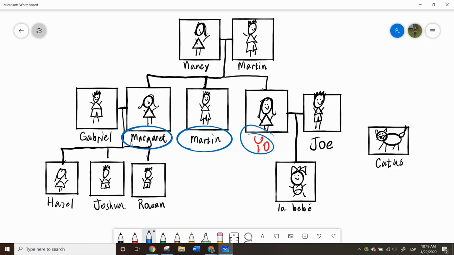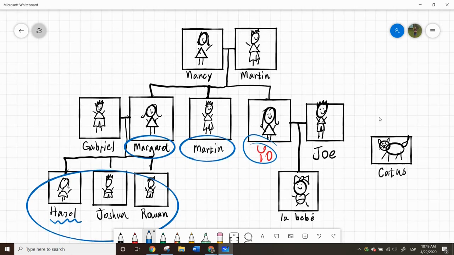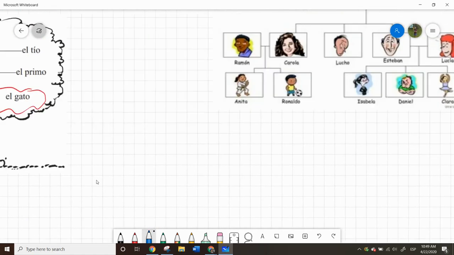Okay. So then these three right here are my sister's kids. Hazel, Yoshi, and Rowan are my niece and nephews. And it's actually Hazel's birthday today. So that's exciting if you're watching this on Thursday. Okay, so let's do a couple examples. Oh, and here's my cat. All right, so let's go do some example questions.